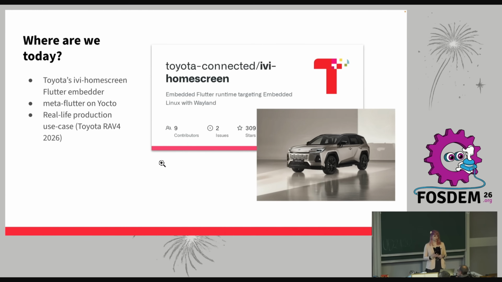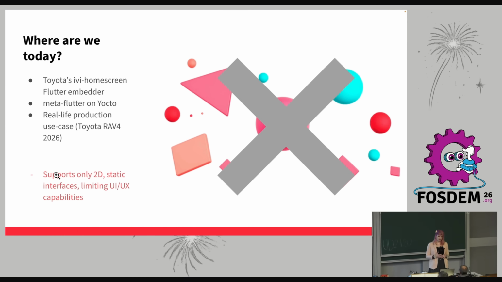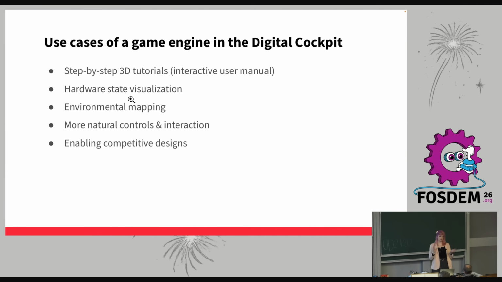Well, first off, they're building on a project they've already created called IVI Home Screen, which embeds Flutter's runtime to native Linux with Wayland support. This is being used already in the Toyota RAV4 2026. There's one big downside to this implementation, though: there's support only for 2D, static interfaces, with limited UI/UX capabilities, which is why they're ultimately building a full-blown game engine instead of just having this IVI home screen integration of Flutter.